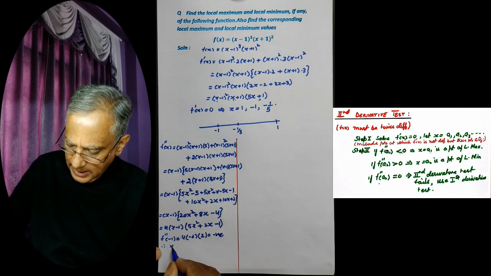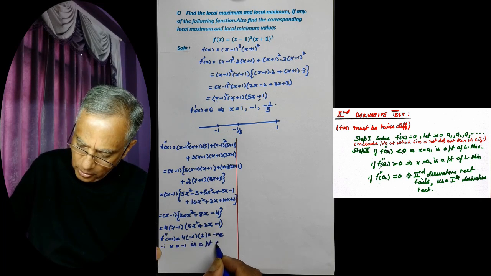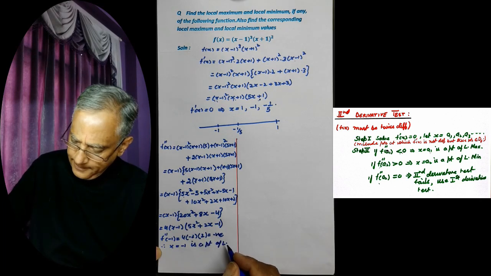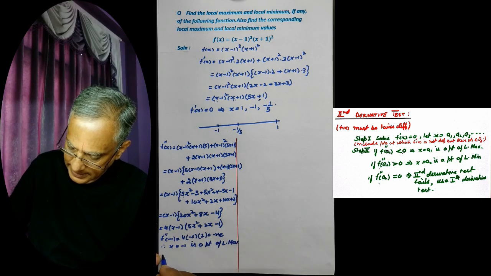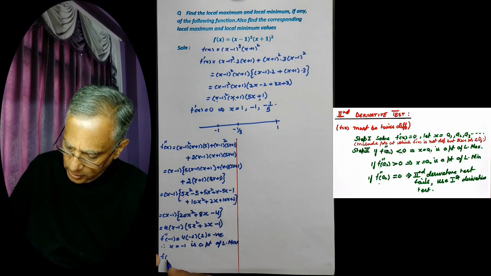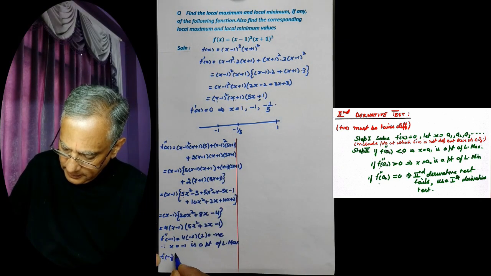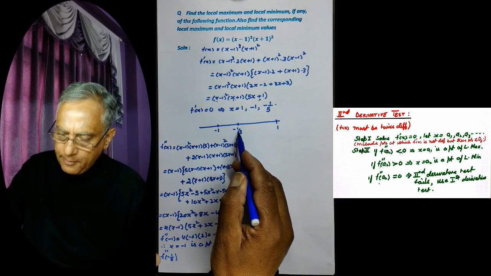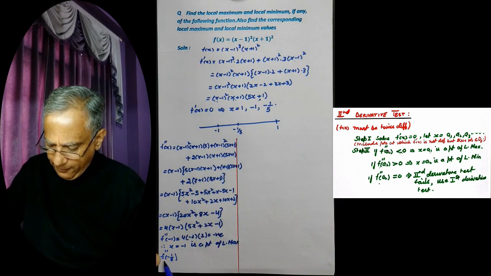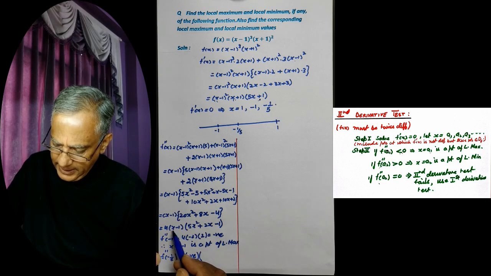Therefore x equal to minus 1 is a point of local maximum, and the next point is x equal to minus 1 by 5. f double dash at the next point, minus 1 by 5: f double dash at minus 1 by 5 is equal to, now put minus 1 by 5 in this.